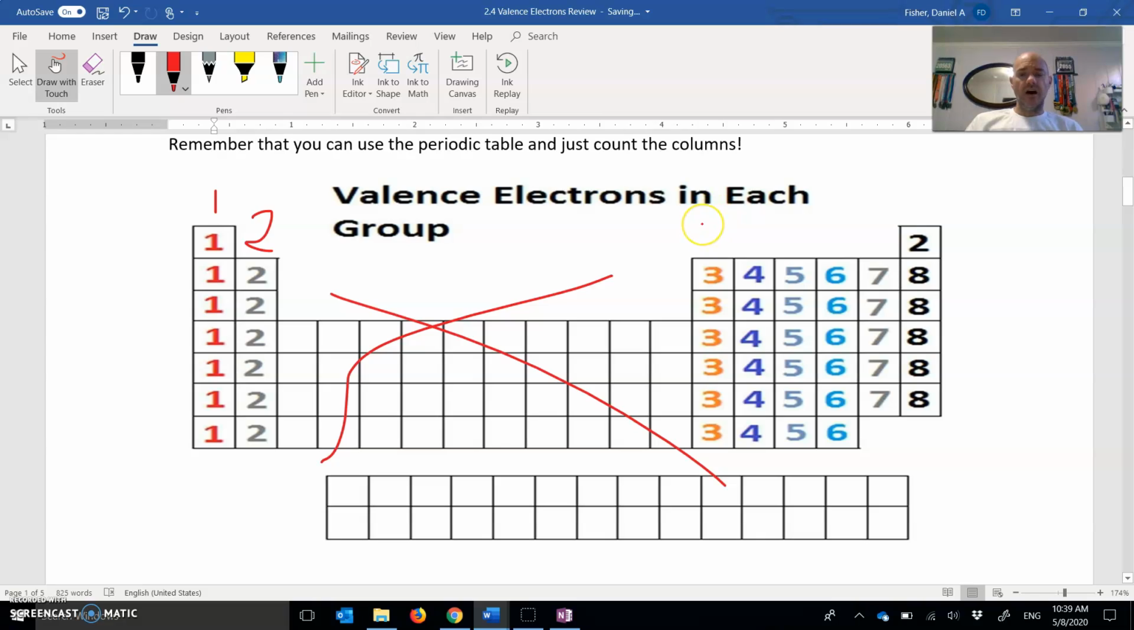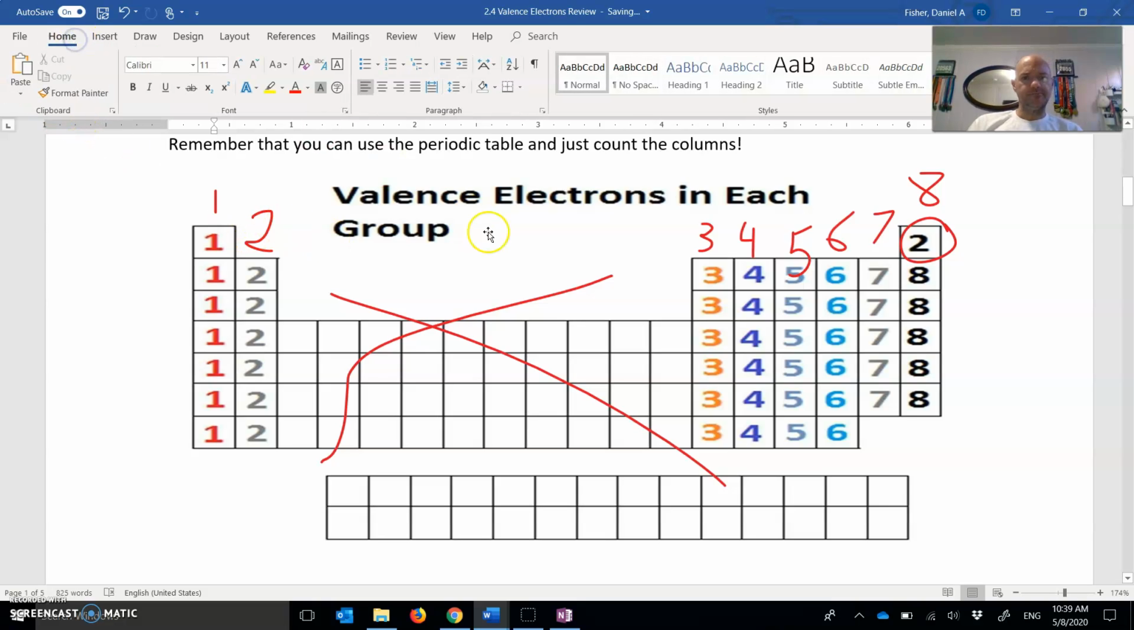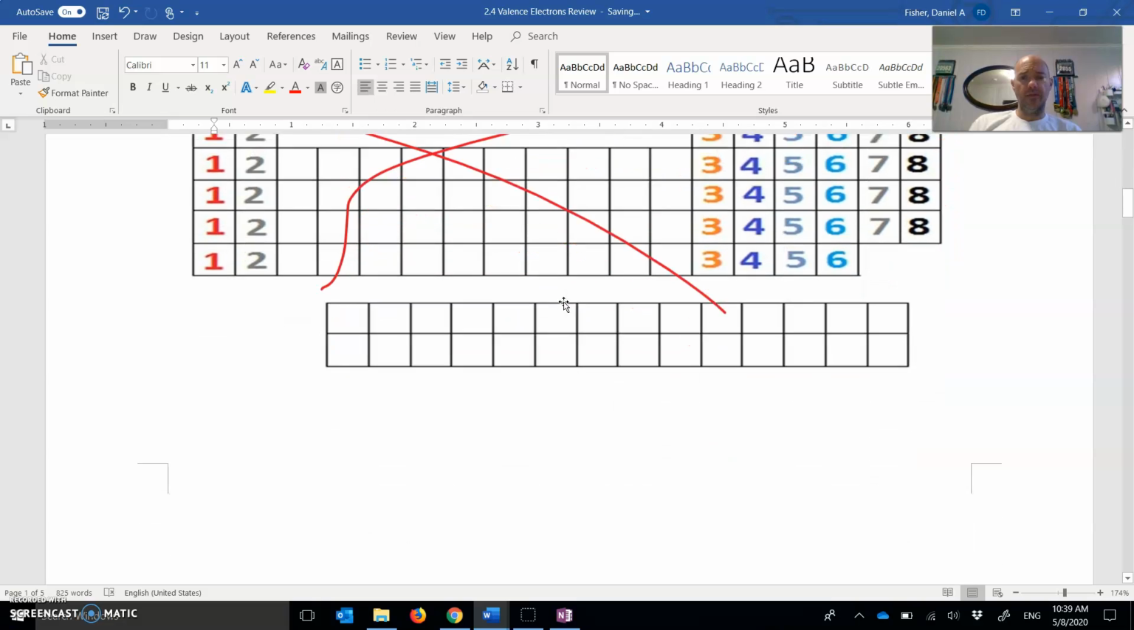Then we come over to this column. These all have 3 valence electrons. These all have 4 valence electrons. These all have 5 valence electrons. These all have 6. These all have 7. And these almost all have 8, except for helium. And remember, helium is a little bit weird because the first electron level only holds 2 electrons. So the first valence electron shell holds 2 electrons, so it is full when it has 2, and that's why helium goes over here and not over here. Okay? So those are some important things to think about there.